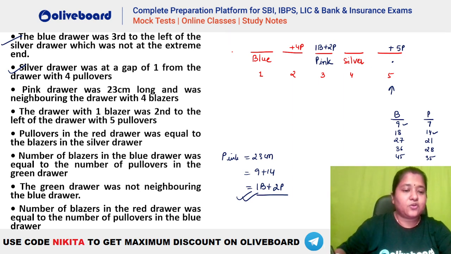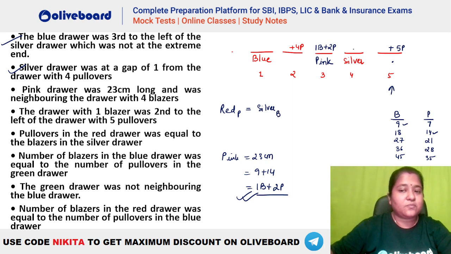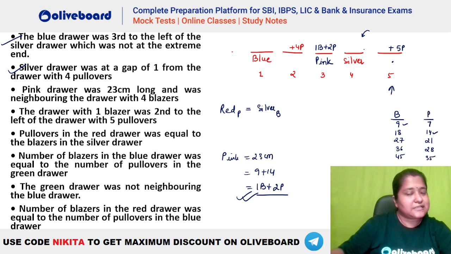After that, the pullovers in the red drawer are equal to the blazers in the silver drawer. So that means red pullovers. The number of pullovers in the red drawer is equal to the number of blazers in the silver drawer. This is given here. Silver blazers. Now let's say if we take four blazers in here, that is, silver has four blazers, because pink should be a neighbor of silver here, right? So that means red should be the one that is second, because that has four pullovers. That's absolutely okay, that's a possibility. So we will check that out later. So there is a possibility the silver has four blazers in here. We'll check that after a while.